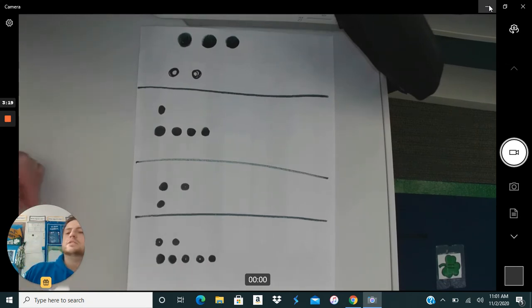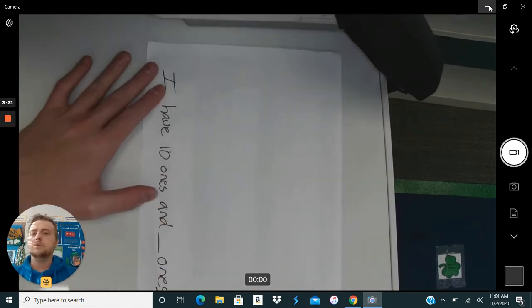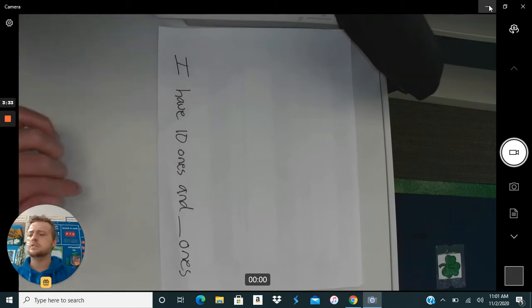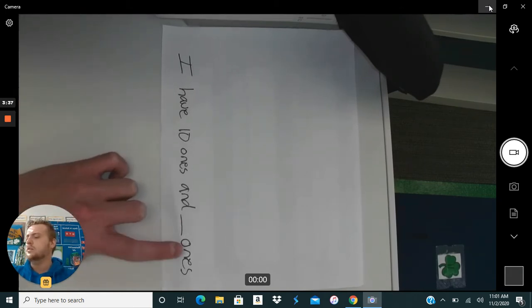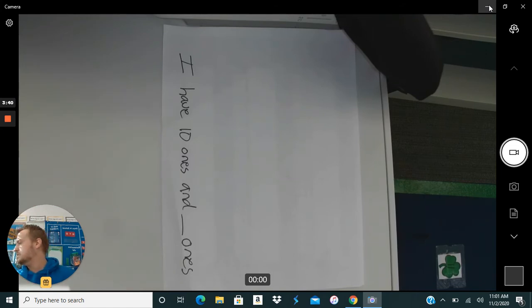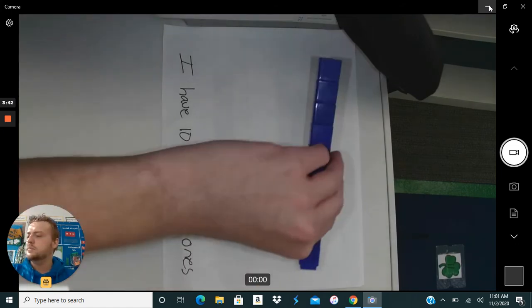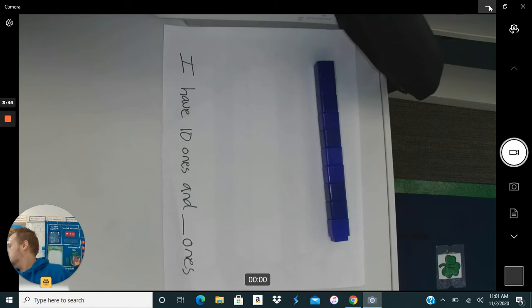Awesome job. So the same as yesterday, we are going to be counting our groups of 10 and seeing how many ones we have left over. So, Mr. Spivey has his paper. First, I have 10 ones and blank ones. So, Mr. Spivey is going to put a set of cubes up. And then he is going to put up another set of cubes.